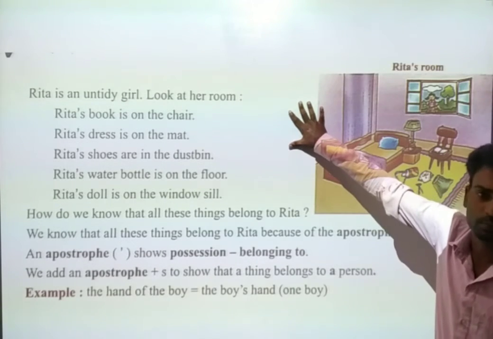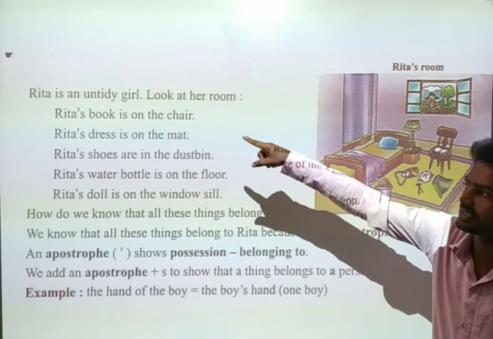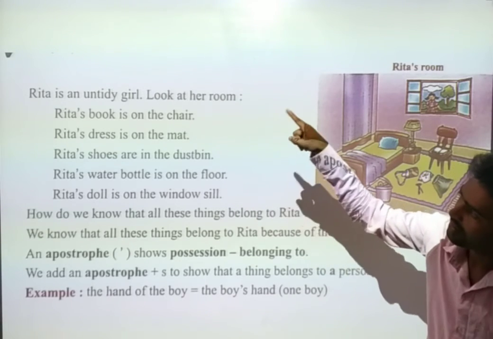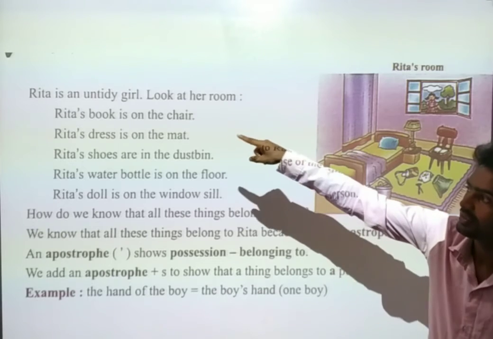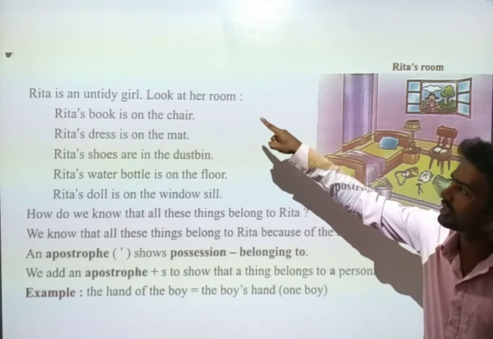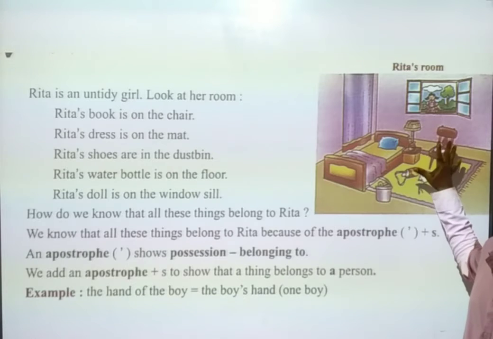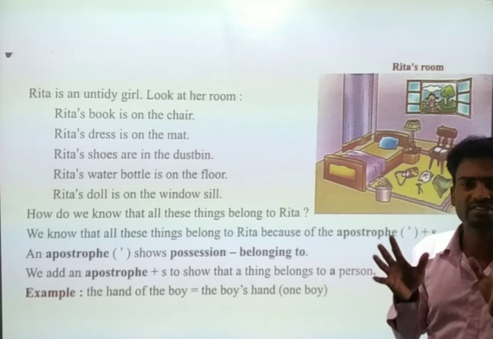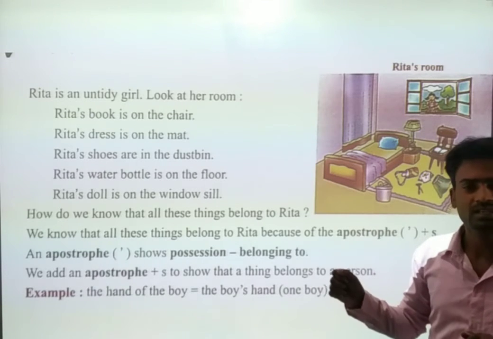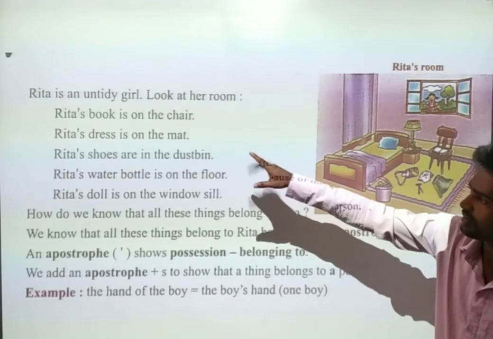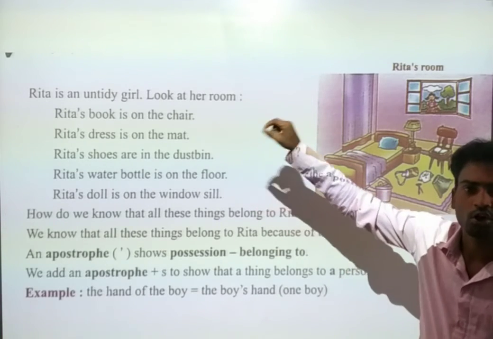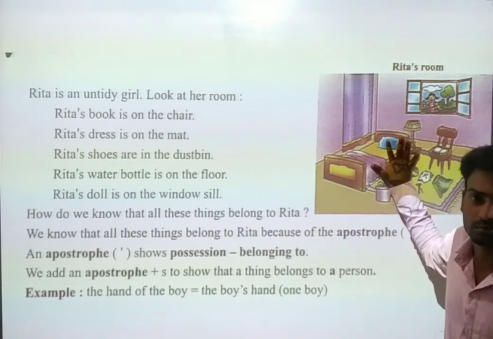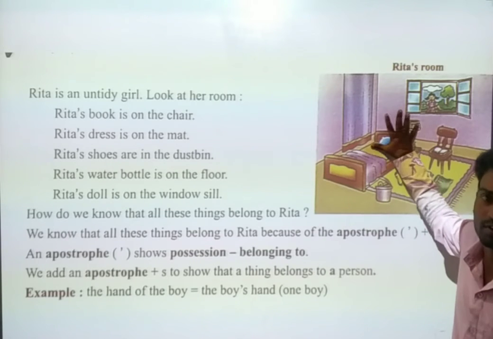Now we begin with your book. This is given in your book. Here we see Rita is an untidy girl. Look at her room. Whose room is this? Rita's room. The room is full of dirt. Rita is not clean at all. See that they have used the apostrophe a lot. Whose room is this? Rita's room, which means who is the owner of the room?